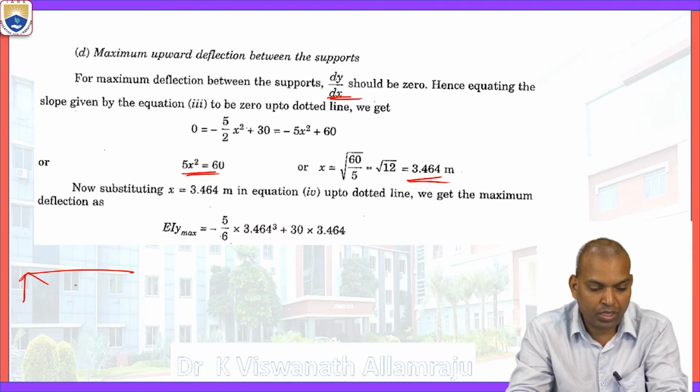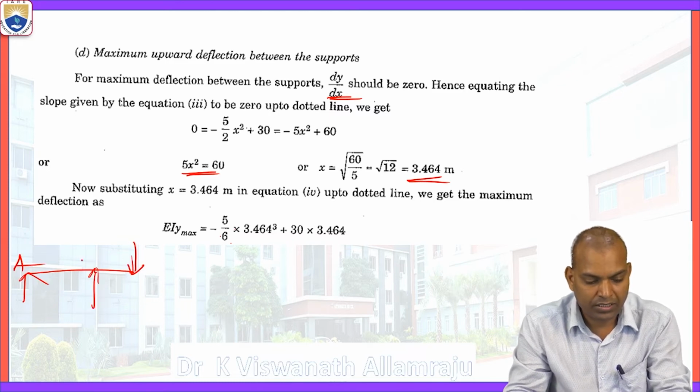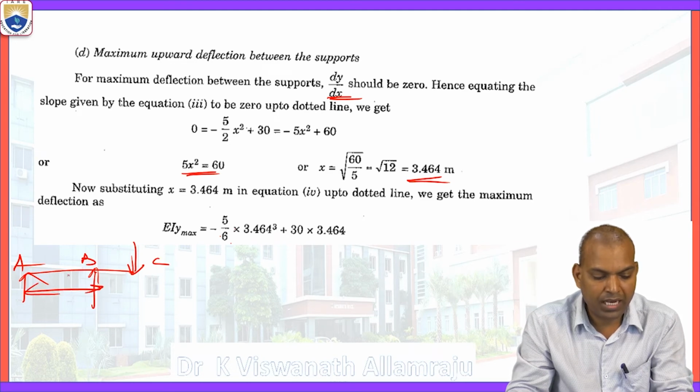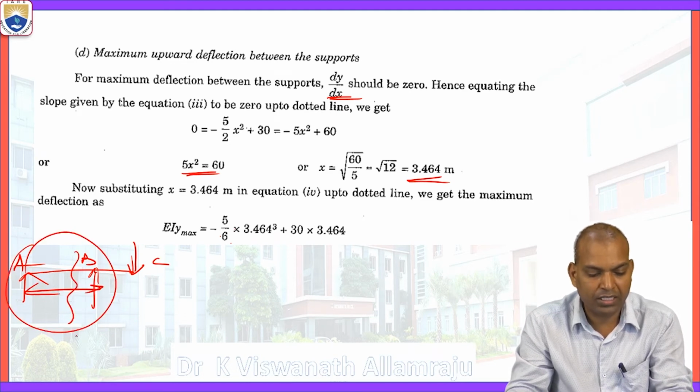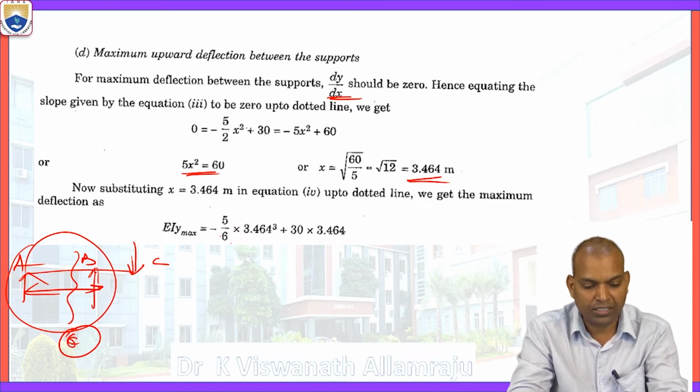The 3.464 is in the span between what? Where is it? A, B, C. It comes between A and B. That's why we have to consider the first portion of the equation. This portion we have to consider.